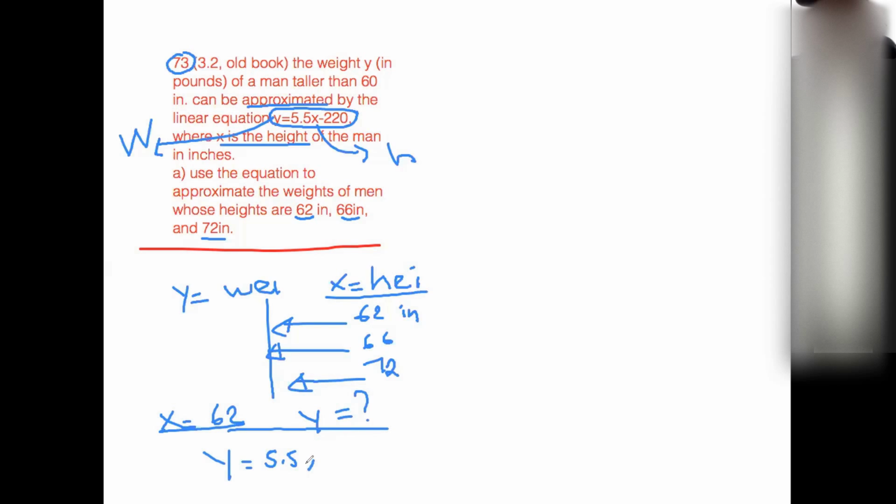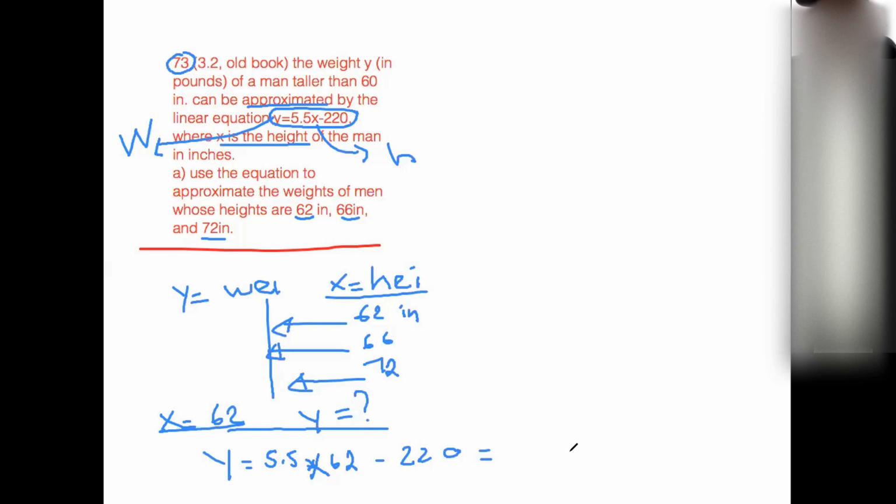So it will be times 62 minus 220. Is that plus or multiply? No, this is multiply. So when you see 5.5x, it means 5.5 times x. So we make it bigger, times.